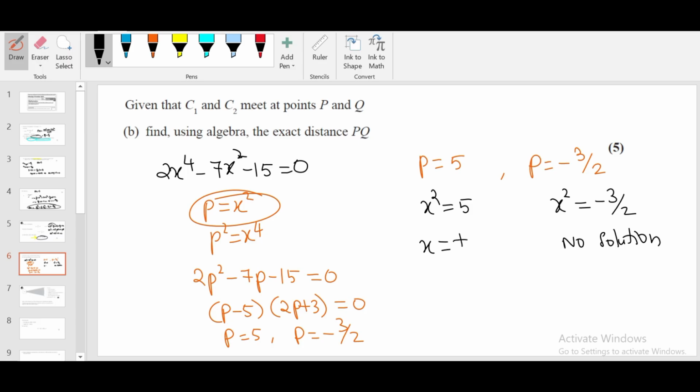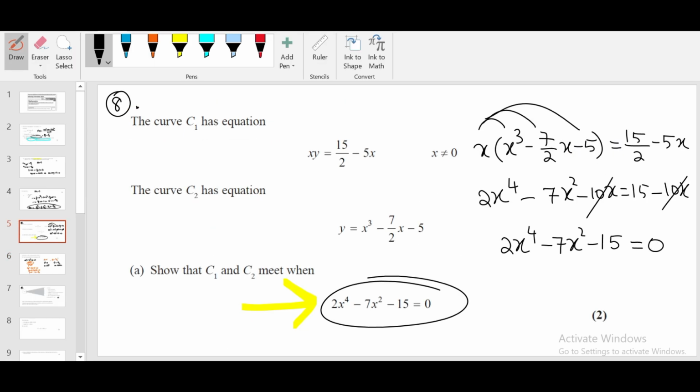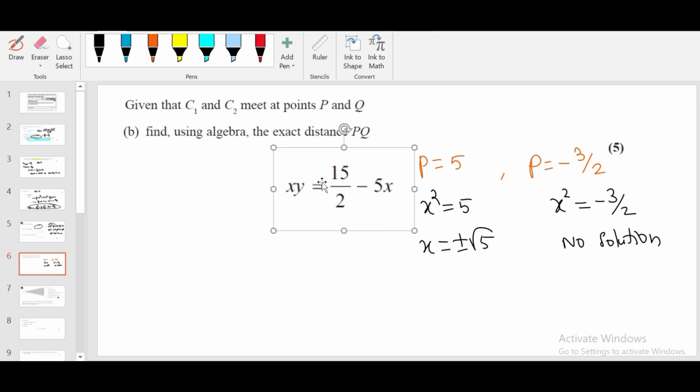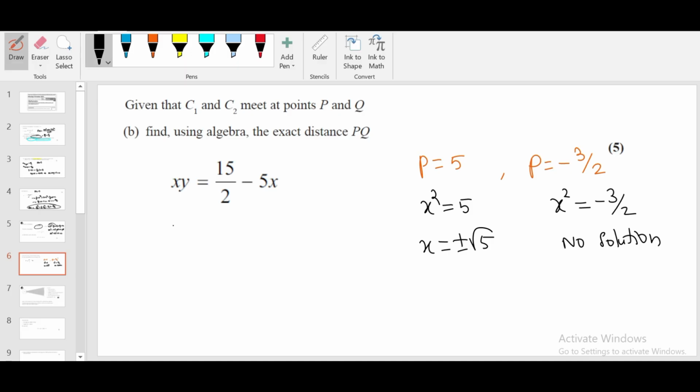Here x is plus or minus root 5. So for two x values, you will get two y values. You need to find y using any one of the equations. I'm going to use this equation to find y now, or you can use this also. I think this will be a lot easier, the first equation. So I'm taking the first equation to find y now. y = 15/(2x - 5). So if x is root 5, y would be 15/(2 root 5 - 5).